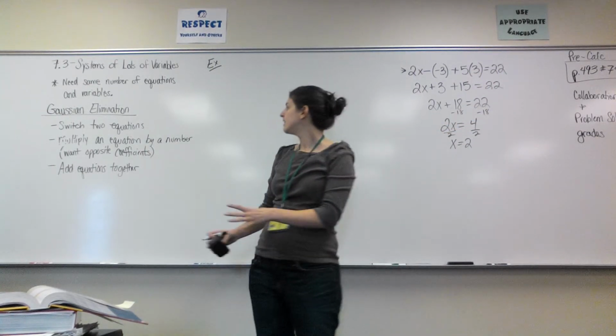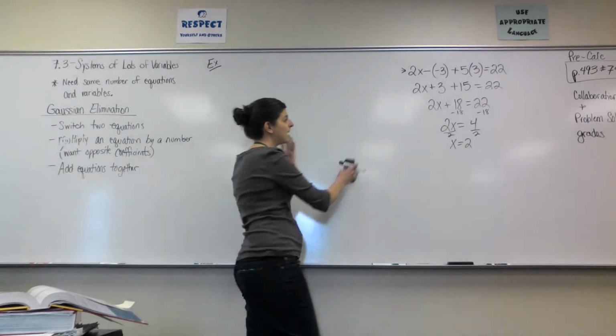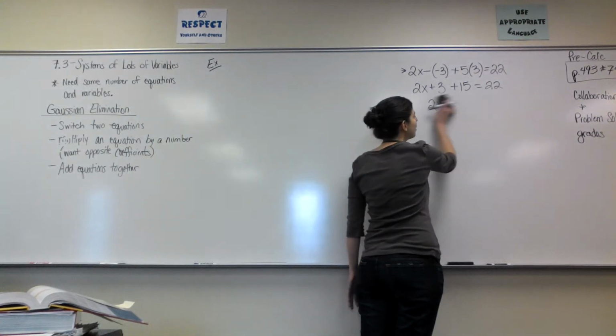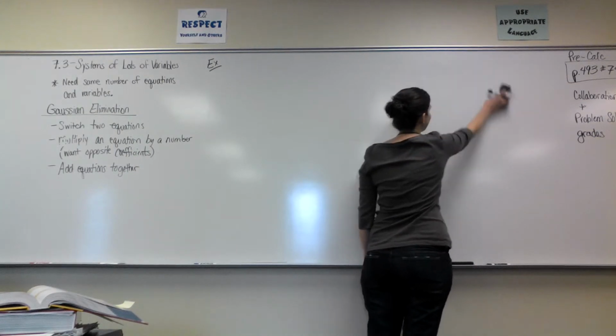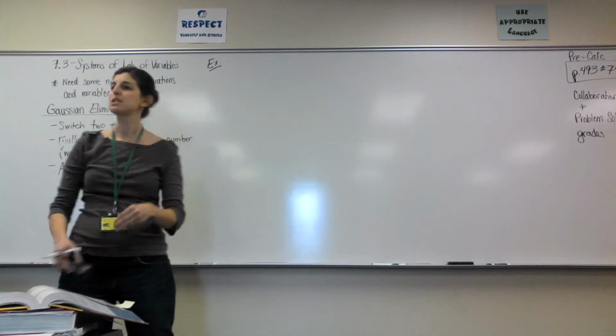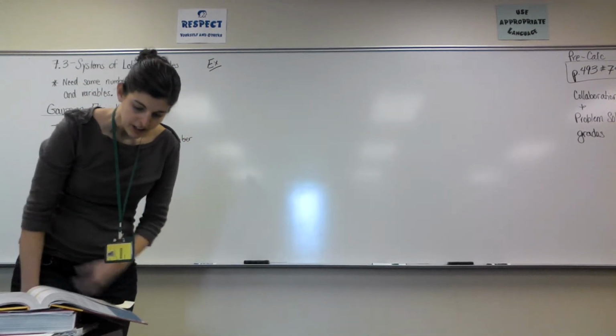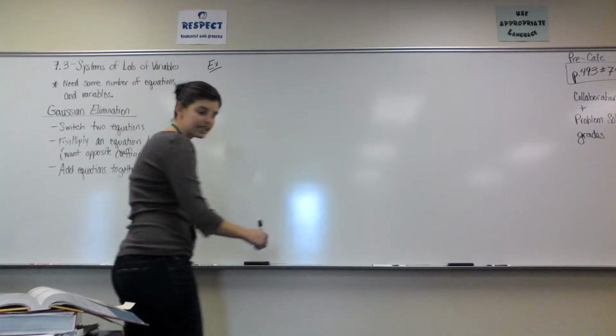All right? Like opposite numbers in front of x or opposite numbers in front of y. And then you're going to add the equations together so that those variables cancel out. That's the elimination aspect. All right? Here we go. So x plus y plus z equals 6.